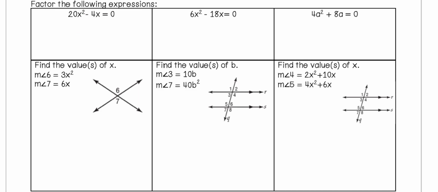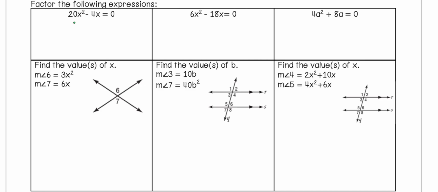We're pretty used to doing that at this point. But right now, we realize that we can't just do that. So whenever you see that power of 2 on your x, you know, okay, I've got a quadratic, I need to factor this somehow. And right now, we're just focusing on the GCF method. So we're going to try that first.